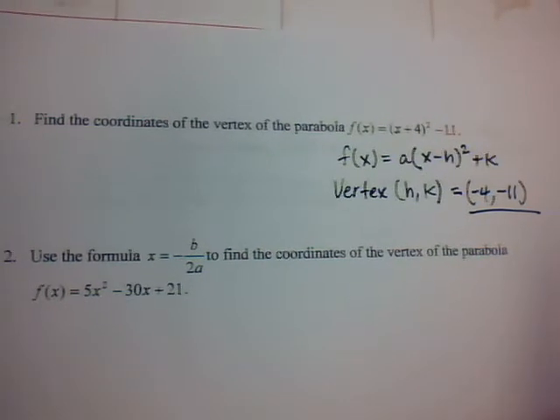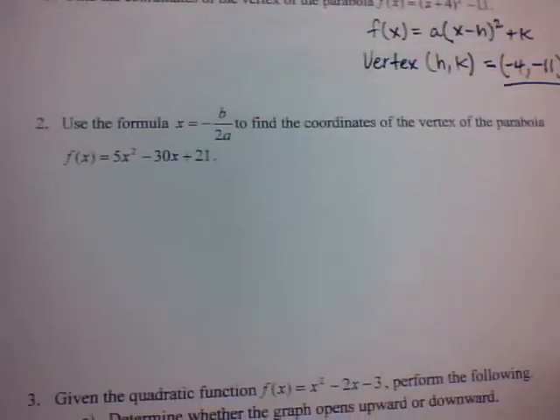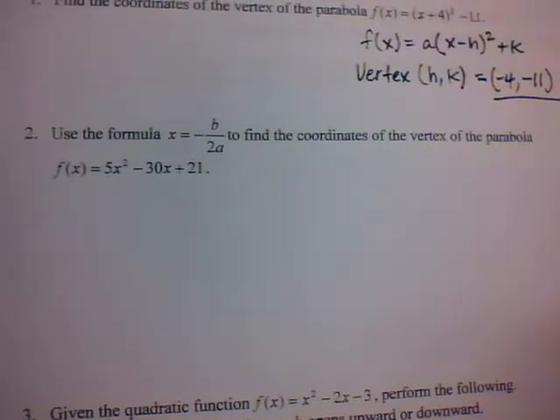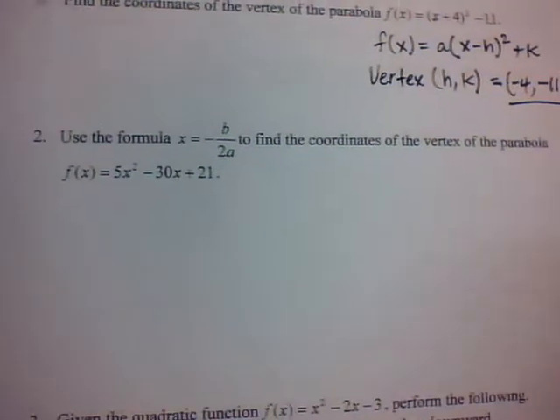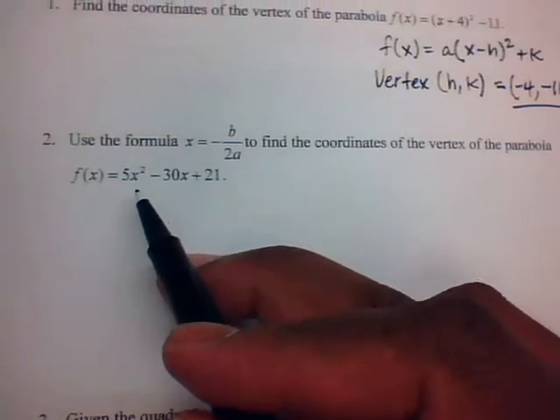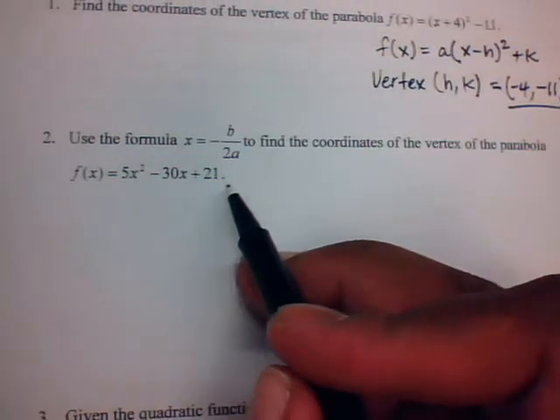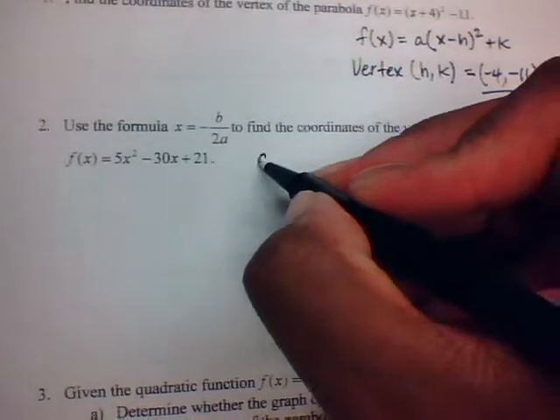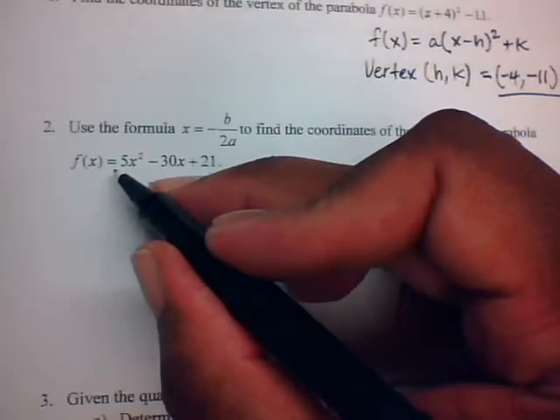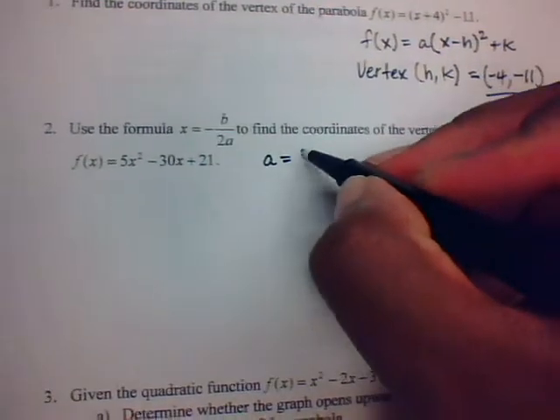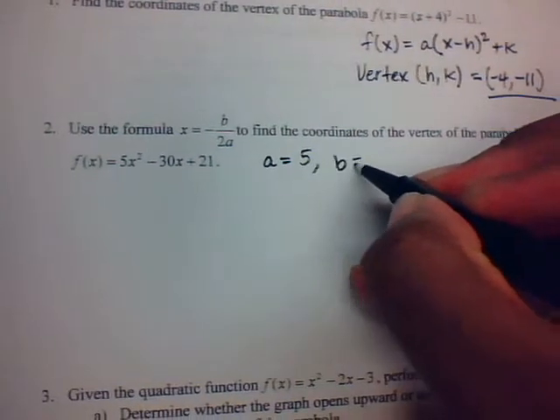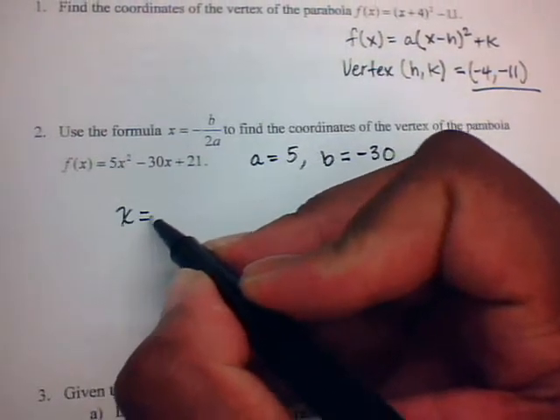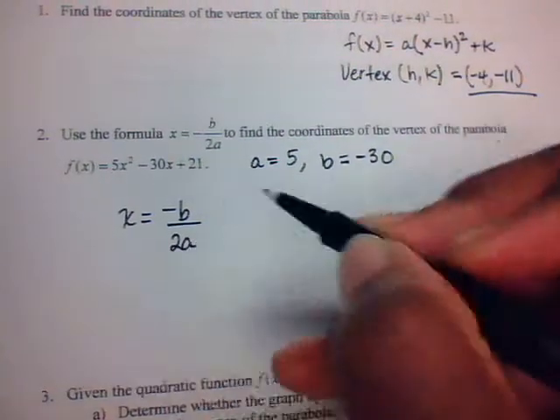Negative 4, negative 11. All right, number 2, you're going to use the formula x equals negative b over 2a to find the coordinates of the vertex of the parabola. In this case, f of x is equal to 5x squared minus 30x plus 21. In this particular case, we need to identify a, b, and c. Well, just a and b. A is the number in front of x squared. That's your 5. The b is the number in front of x. That's negative 30.